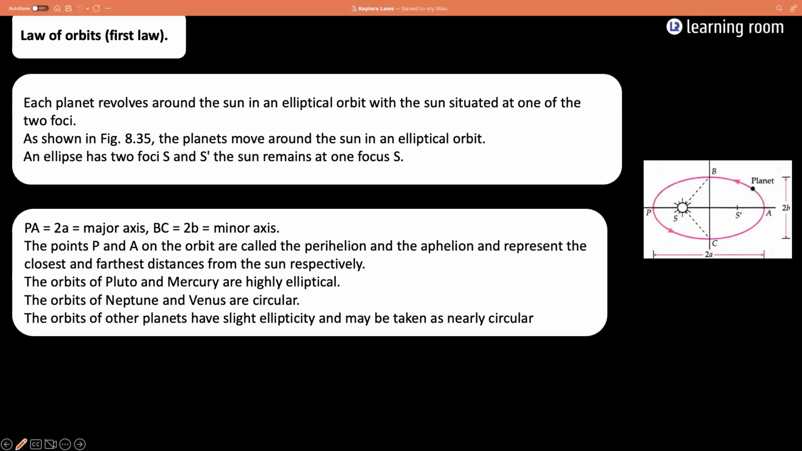So the first point is, the first law is called the law of orbits. The statement for this law goes like this. Each planet revolves around the sun not in a circular orbit, but rather in an elliptical orbit, with the sun situated at one of the foci. Okay?